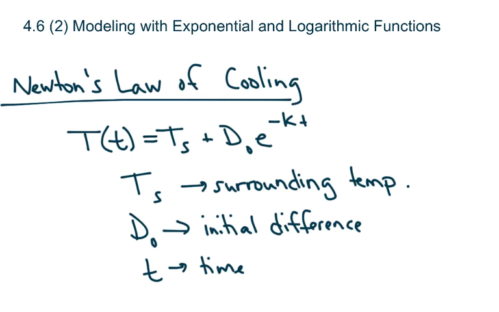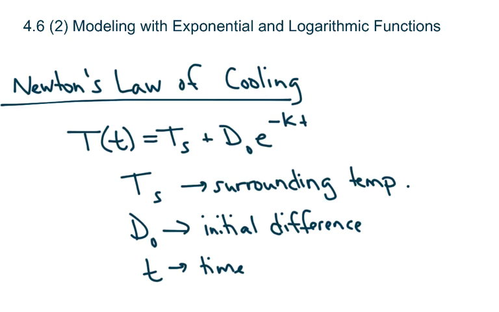And how fast it cools depends on the surrounding temperature. So you know that it's going to cool faster in the cold air outside than it will inside a room that's at a nice and cozy 72 degrees. In this equation for Newton's law of cooling, T of t, where capital T is temperature and little t is time, is equal to T sub s, that's the surrounding or room temperature, plus D naught. D naught's the initial difference. That's the difference between the liquid and the room temperature, times e raised to the negative kt.